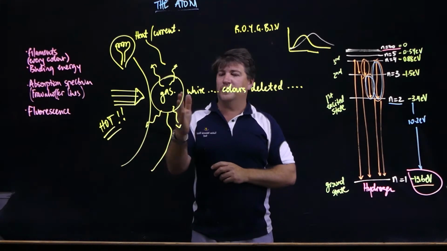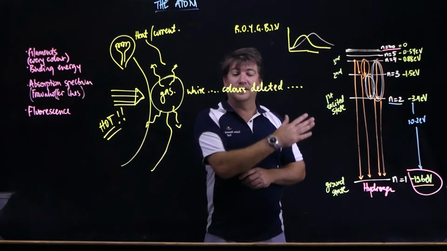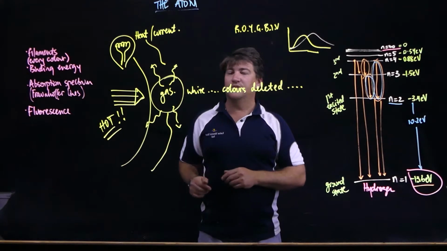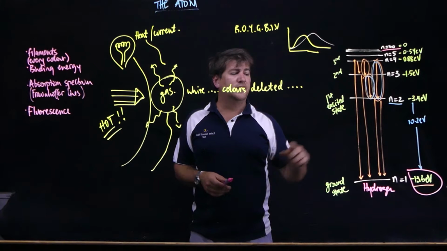So if you look at the emission spectra, you'll see bright lines of colour. If you look at the absorption spectrum, you see all of the colour but black bands where those colours have been deleted. The last thing I want to talk about is fluorescence.